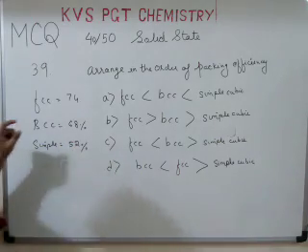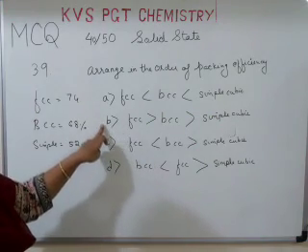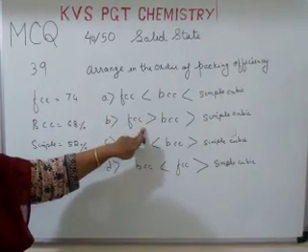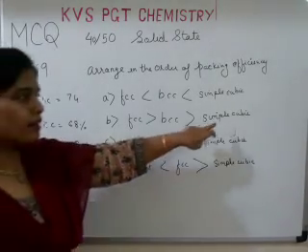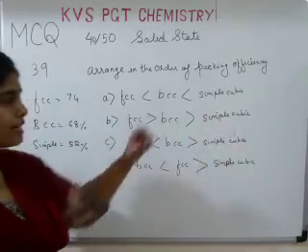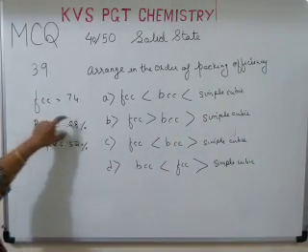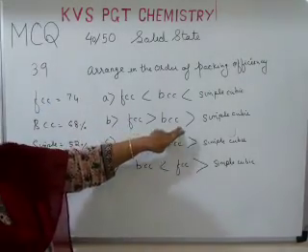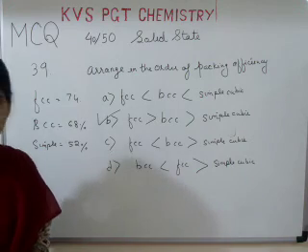So the FCC has the maximum efficiency. See in option number B, FCC is having the maximum efficiency. The least efficiency is of the simple cubic cell, right? And in between, the position is taken by the body centered cubic cell. So the correct answer is option number B.